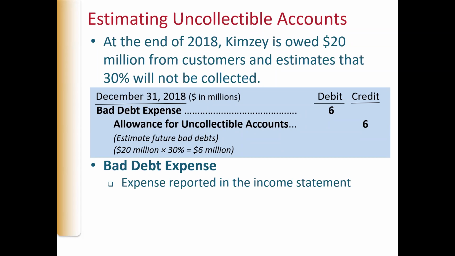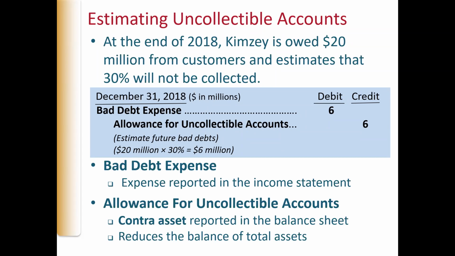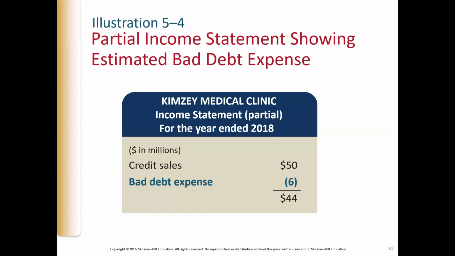We know the bad debt expense is listed in the income statement as an expense, and the allowance for uncollectible accounts is going to be a contra asset reported as an offset against accounts receivable in the asset section of the balance sheet. Okay. This shows the income statement, how we have our sales and we show our bad debt expense.